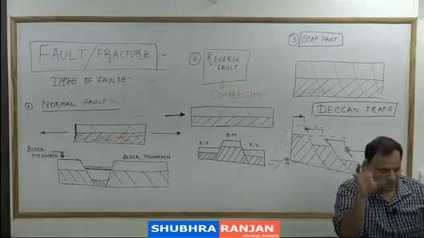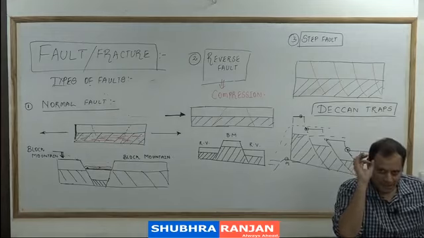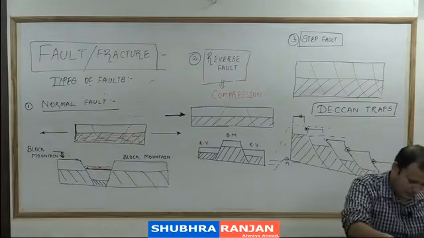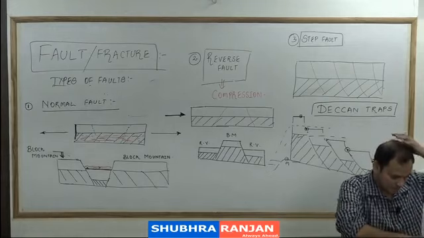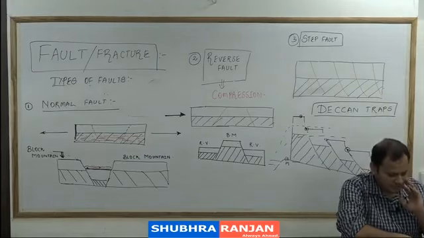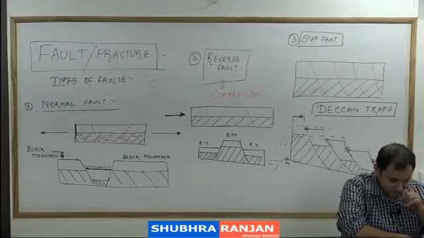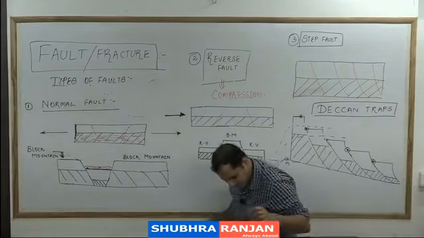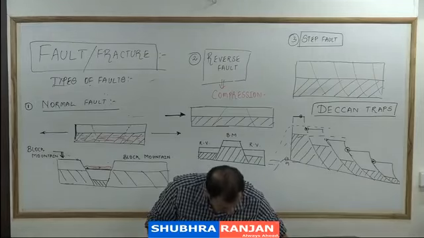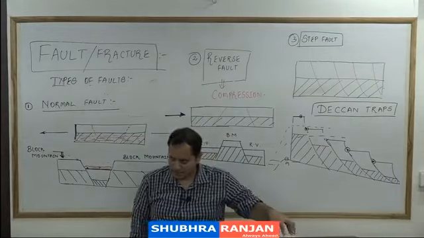Getting it? Why the eastern side of the Western Ghats? Same point. Therefore they are known as Deccan traps, because traps in the Swedish language means staircase. Fine with this?